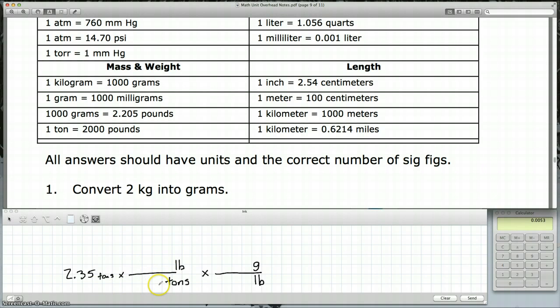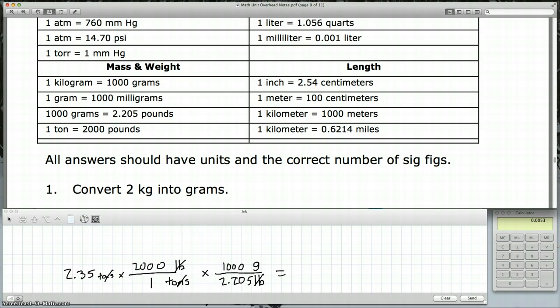Pounds and tons. If I look up at the table, in front of tons is a 1, in front of pounds is 2,000. So it has to be that same way in my conversion. Grams and pounds. Well, when grams and pounds are together in the table, grams is 1,000. Pounds is 2.205. And again, double check the cancel. Tons and tons cancel. Pounds and pounds cancel. The only thing left is grams.